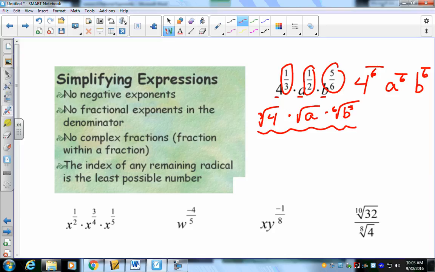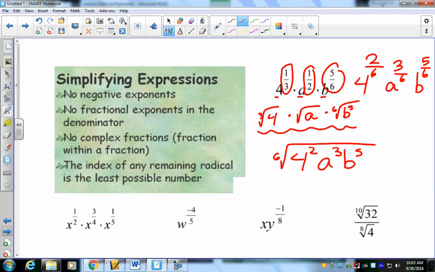So to go from 3 to 6, I had to multiply by 2. So 1 times 2 is 2. To go from 2 to 6, I multiplied by 3. So 1 times 3 is 3. To go from 6 to 6, I multiplied by 1. So that stayed the same. Okay, so now I have a common index, so I can write them all under one radical with an index of 6. So I have 4 squared, a to the third, b to the fifth.